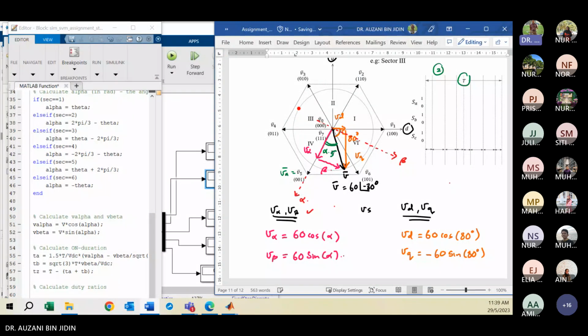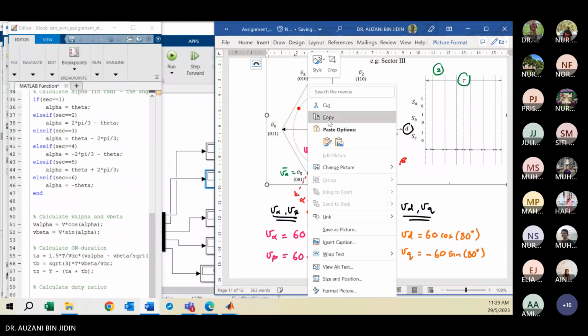So in this case, we can say that your V alpha and V beta values must be positive. It cannot be negative, because you analyze the space vector on the alpha and beta axis plane. Clear? Okay, let's give one more example.